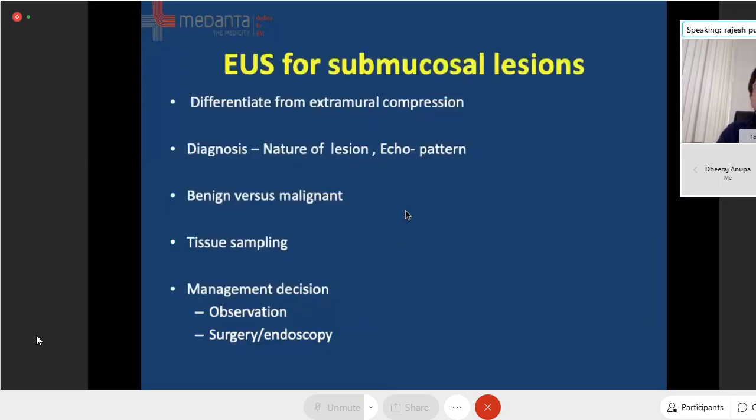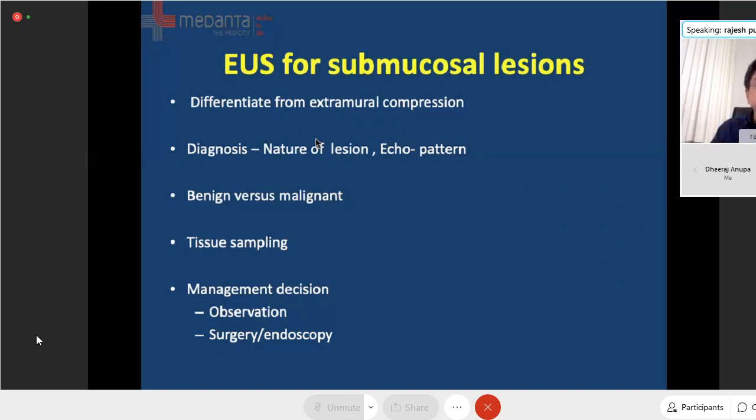When we talk about the role in submucosal lesions, all of us as endoscopists come across submucosal lesions. We are not very sure what is the nature of a submucosal lesion. The overlying mucosa is normal, and when you take a biopsy from the mucosa, the biopsy is negative. It is difficult to know the nature of the submucosal lesion. So EUS differentiates whether it is extramural or intramural. It gives the diagnosis on the basis of the nature of the lesion or the echo pattern. It differentiates between benign and malignant. It helps in getting the tissue diagnosis.